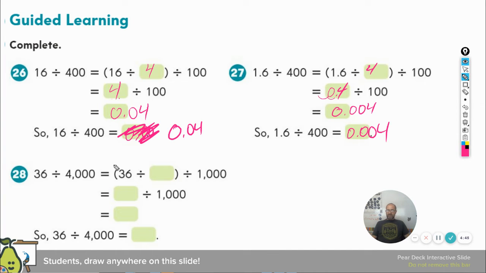Finally, 36 divided by 4,000. Another way to do this, but I'm not going to muck up the works. 36 divided by 4 divided by 1,000, or 9 divided by 1,000, which means you move your decimal 3 places, so you get 0 and 9 thousandths. Hey, who would have guessed that 9 divided by 1,000 would equal 9 thousandths? What a shocker.